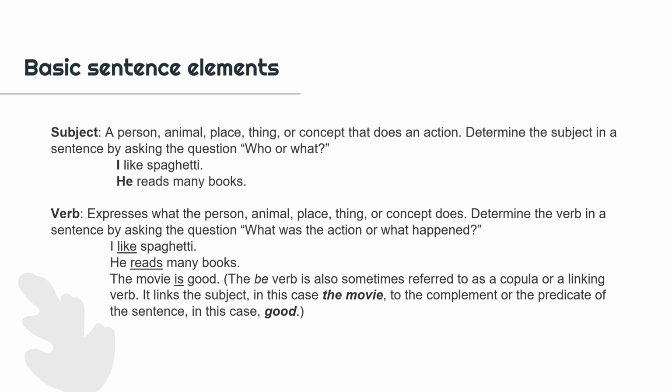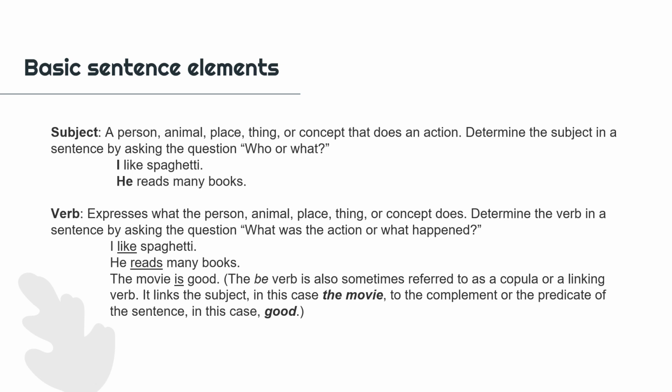Now, the verb. It expresses what the person, animal, place, thing, or concept does. Determine the verb in a sentence by asking the question, what was the action or what happened? Here are the examples. I like spaghetti. He reads many books. The movie is good.